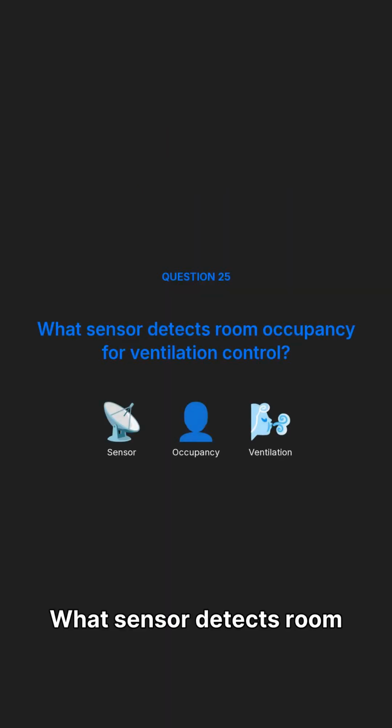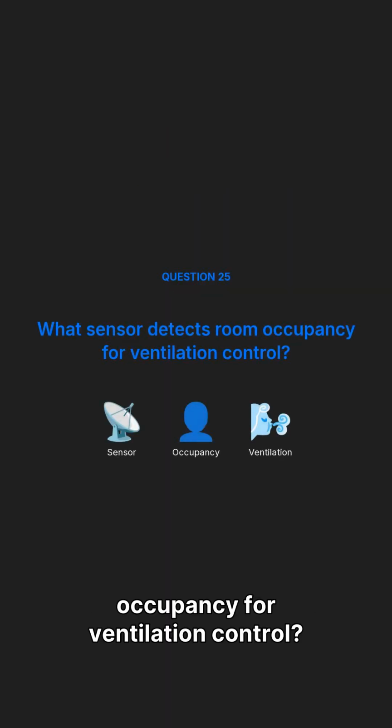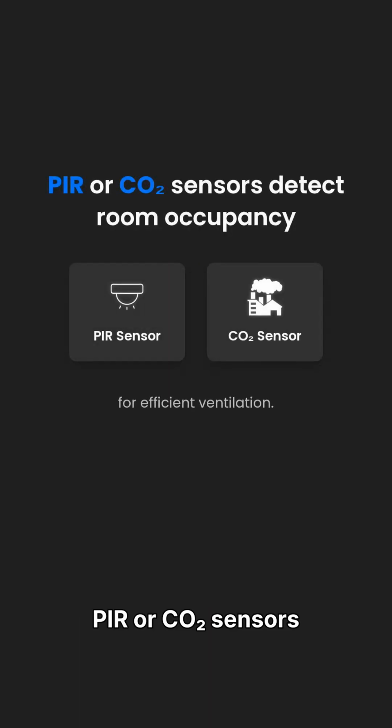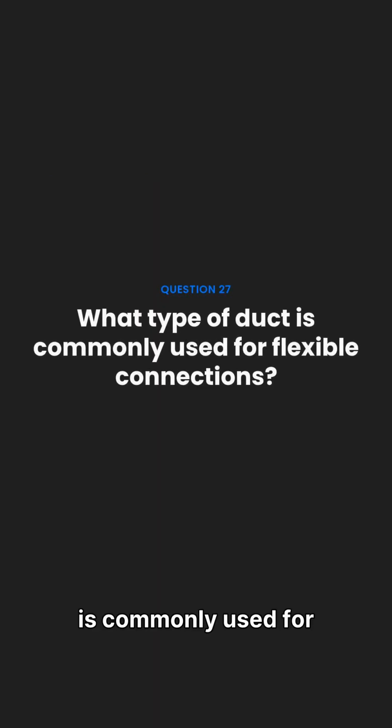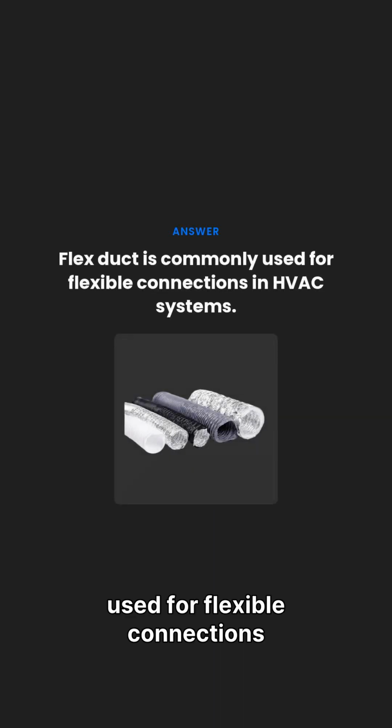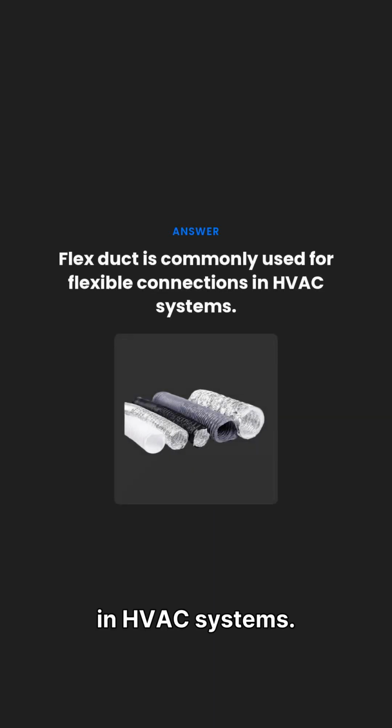What sensor detects room occupancy for ventilation control? PIR or CO2 sensors detect occupancy for efficient ventilation. What type of duct is commonly used for flexible connections? Flex duct is commonly used for flexible connections in HVAC systems.